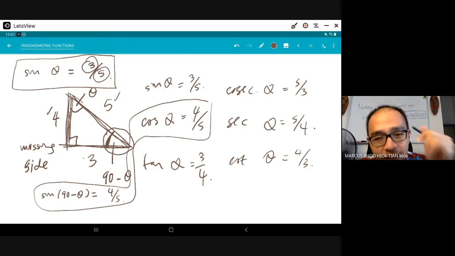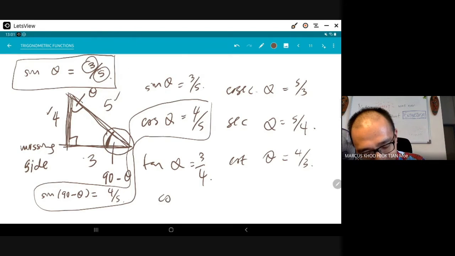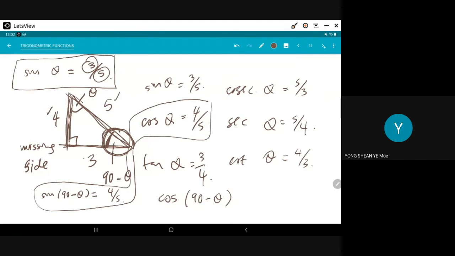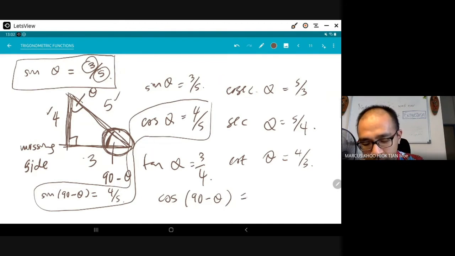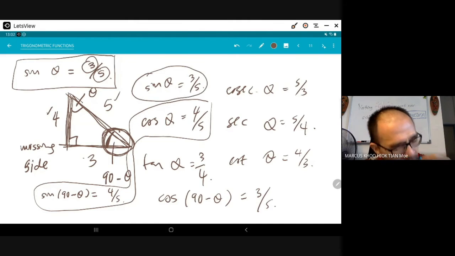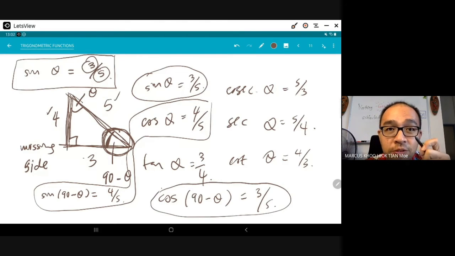Similarly, what is cos 90 minus theta? If this is 90 minus theta, cos will be 3 over 5. Even if you don't have the triangle, you know that cos 90 minus theta and sin theta are related because of the complementary angles rule.